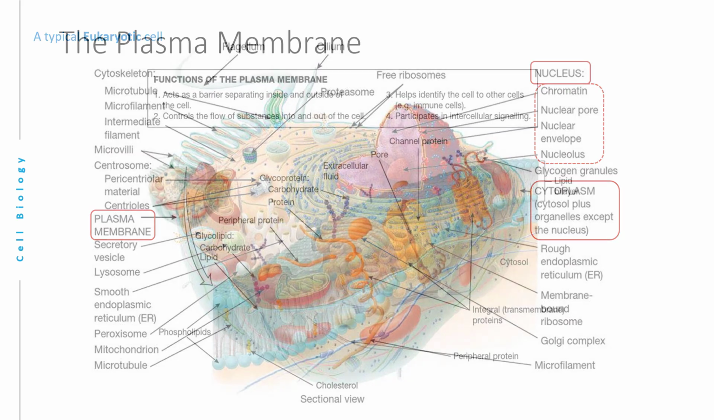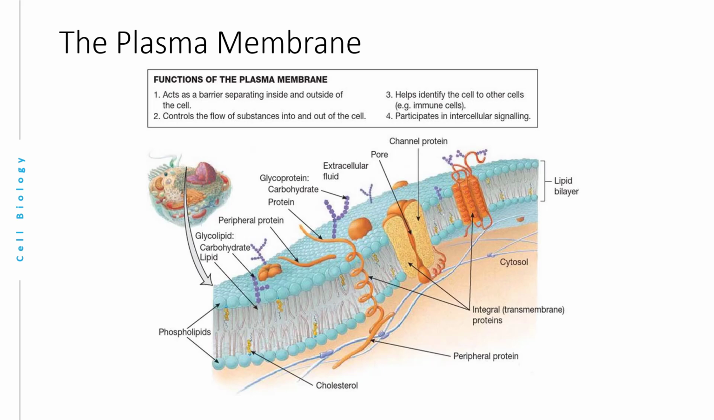So let's focus first on the cell membrane or the plasma membrane. It basically acts as a barrier separating the inside and outside of the cell. It controls the flow of substances into and out of the cell, and it acts as a selective membrane. It allows only certain substances to pass through. It helps identify the cell to other cells.